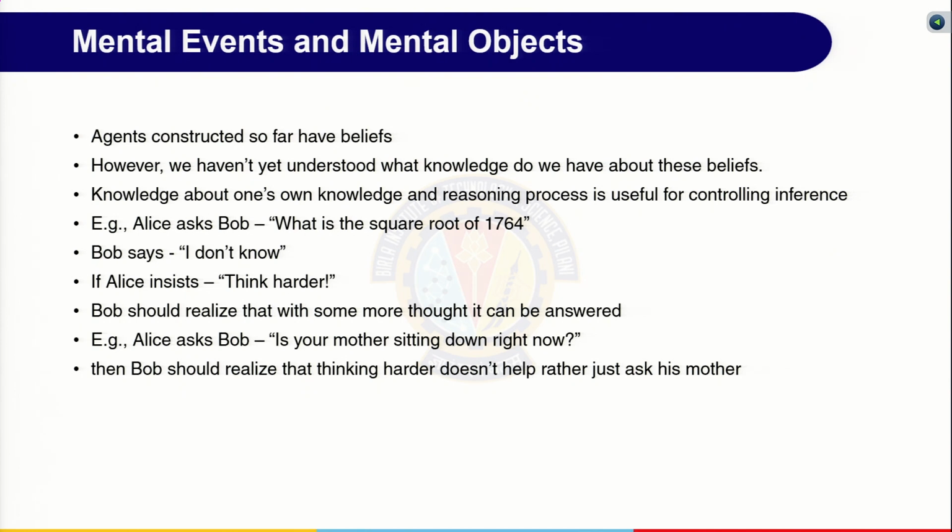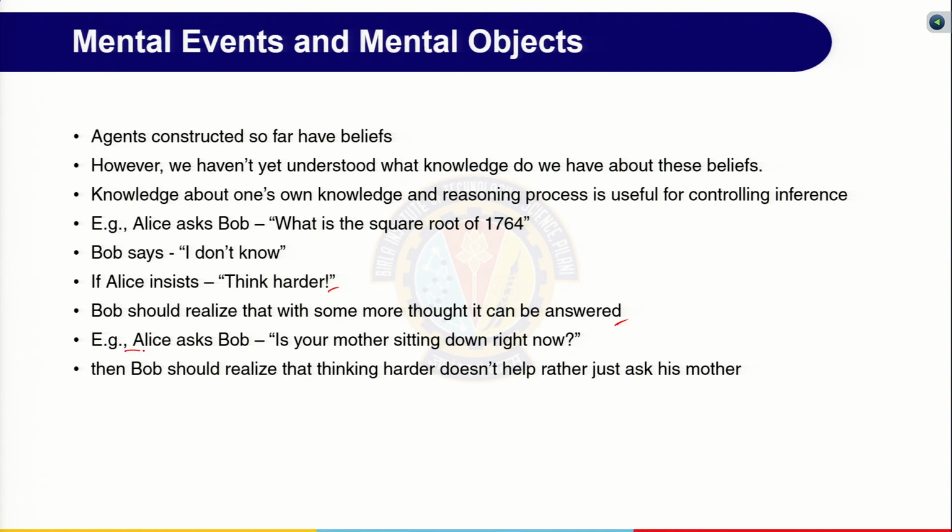For example, let's say Alice asks Bob, what is the square root of 1764? And Bob says, I don't know. If Alice insists, think harder, then Bob should realize that with some more thought, this particular question can be answered. So there are questions which need some kind of reasoning process, depending on how much information you know and how you can get that answer if you don't know what information you have.